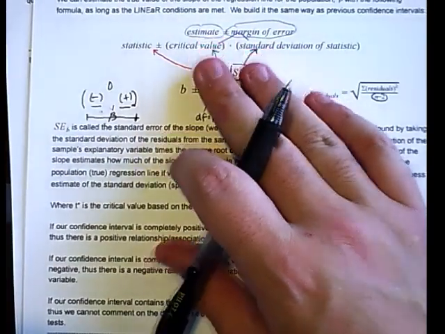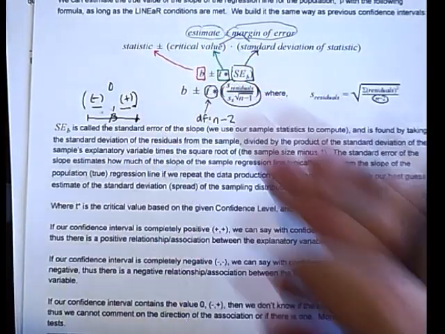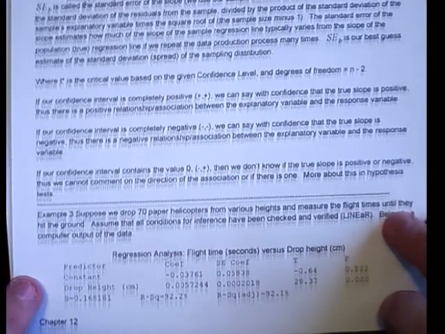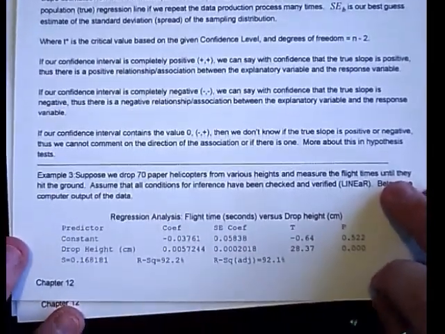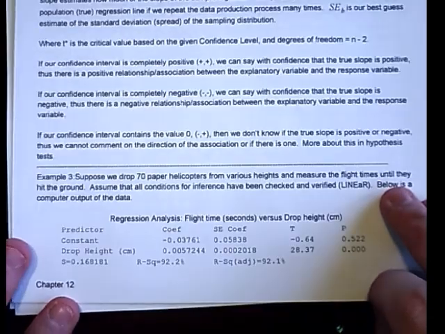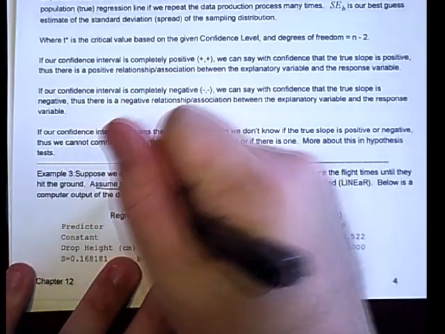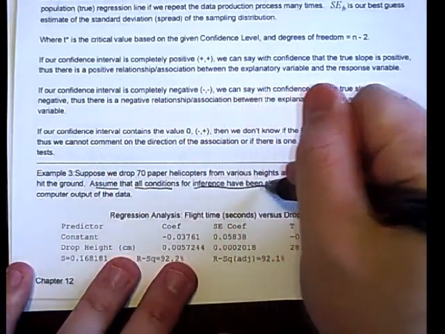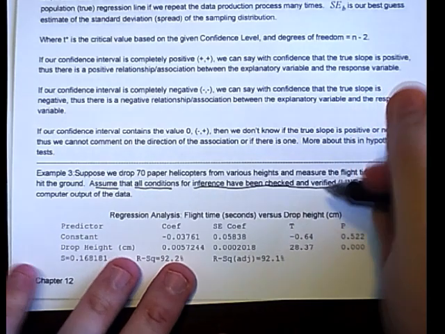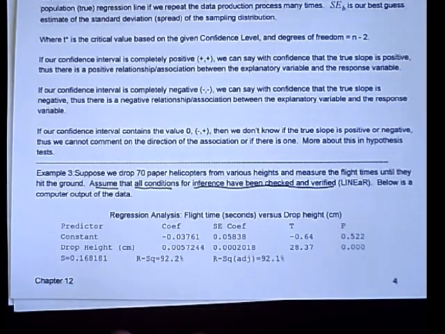Now, a lot of times on this, guys, you're not going to have to actually calculate this by hand. A lot of times they will just give you a Minitab or some sort of statistical software printout like this. So it says, example 3, suppose we drop 70 paper helicopters from various heights and measure their flight times until they hit the ground. Assume that all the conditions for inference have been checked and verified. Okay, we don't have to do that. Below is a computer output of the data.